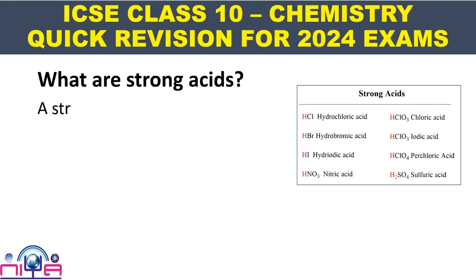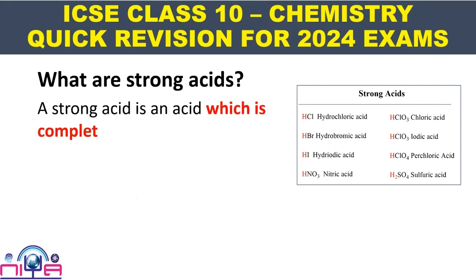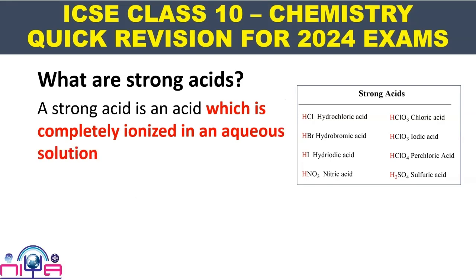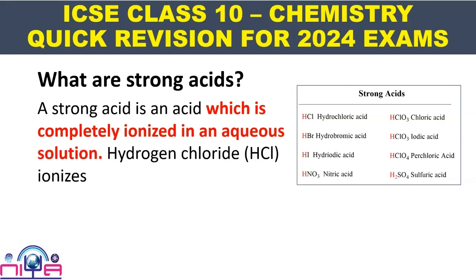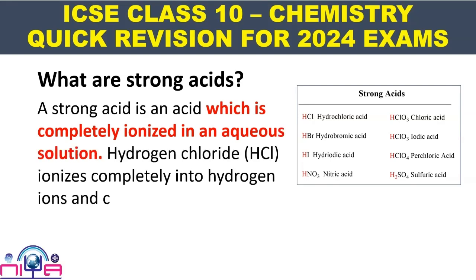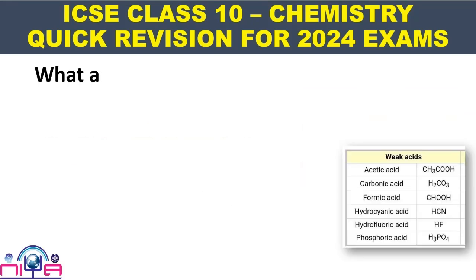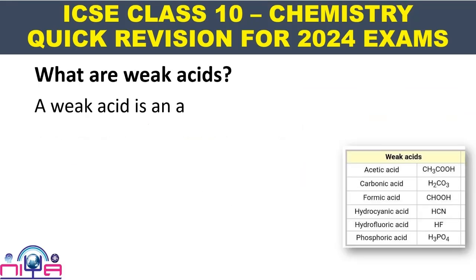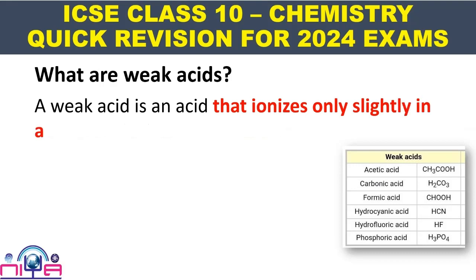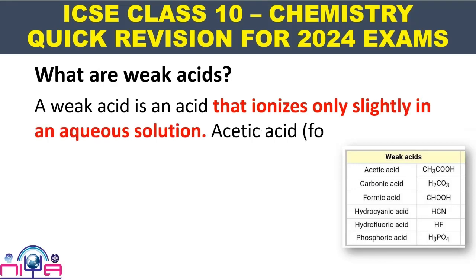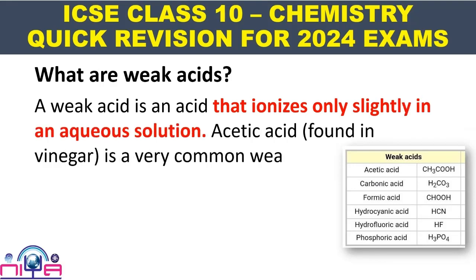What are strong acids? A strong acid is an acid which is completely ionized in an aqueous solution. Hydrogen chloride, HCl, ionizes completely into hydrogen ions and chloride ions in water. What are weak acids? A weak acid is an acid that ionizes only slightly in an aqueous solution. Acetic acid, found in vinegar, is a very common weak acid.